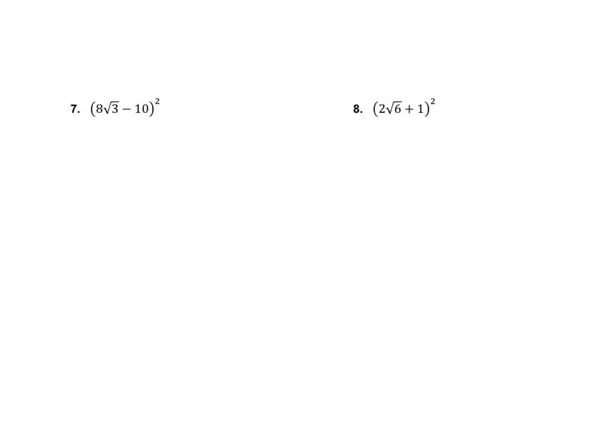All right, so for question number 7, I'm going to suggest that you just write this out twice. So you've got 8 square root of 3 minus 10 times 8 square root of 3 minus 10. And then we're going to FOIL this. So now we're going to FOIL.